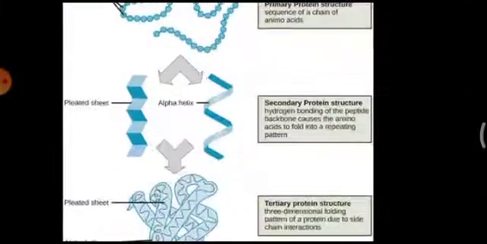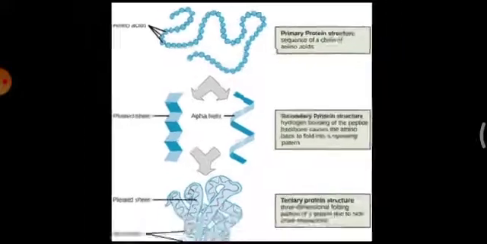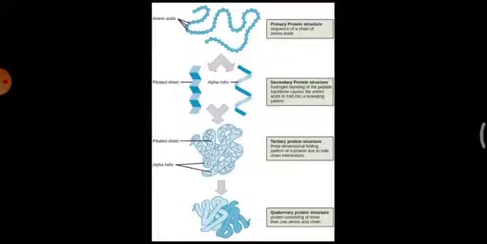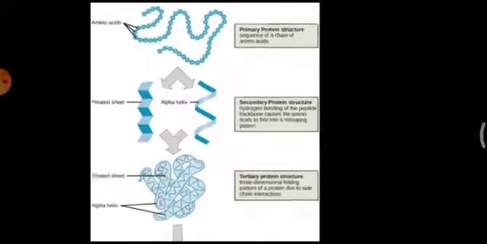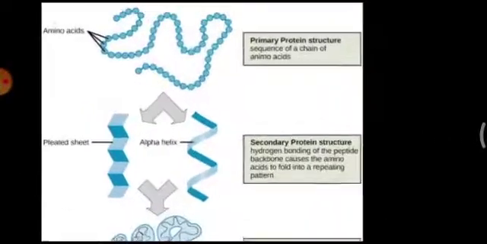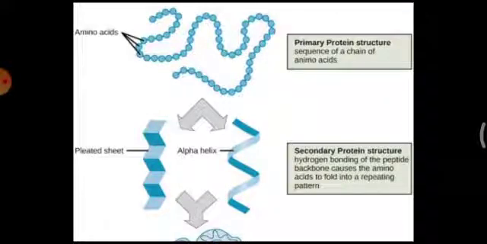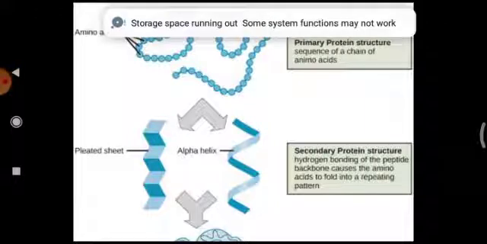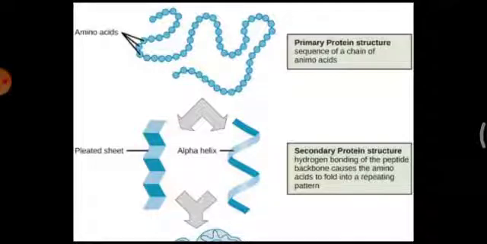If I want to show you in this diagram, this illustration shows the four levels of organization: primary, secondary, tertiary and quaternary. If I zoom in on the first one, that is, the primary protein structure, you can see the amino acids in the circles, and in the bracket you can see the sequence of the chain of amino acids. Next is the secondary protein structure. Here you can see hydrogen bonding of the peptide backbone causes the amino acids to fold into a repeating pattern.